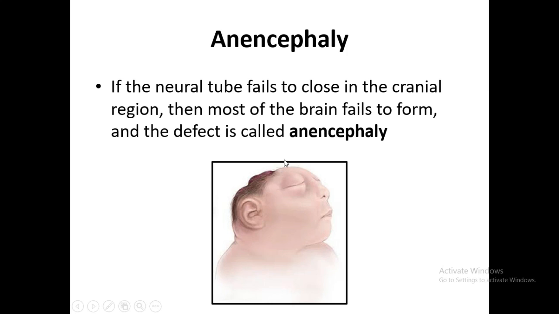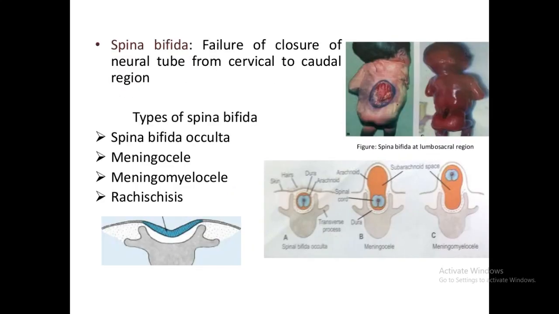Here is a baby with absence of brain tissue and the vault of the skull. This condition is known as anencephaly. It occurs due to failure of the neural tube to close in the cranial region. The second condition is spina bifida. It occurs due to failure of the closure of the neural tube from the cervical to caudal region. This is the spina bifida at the lumbosacral region.